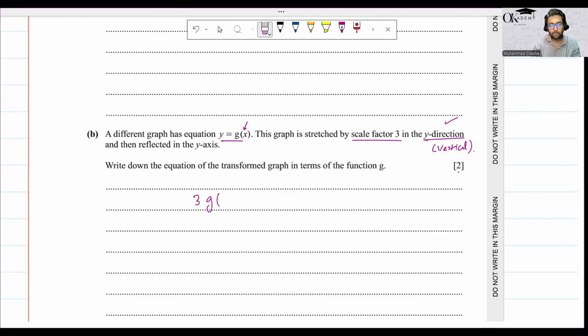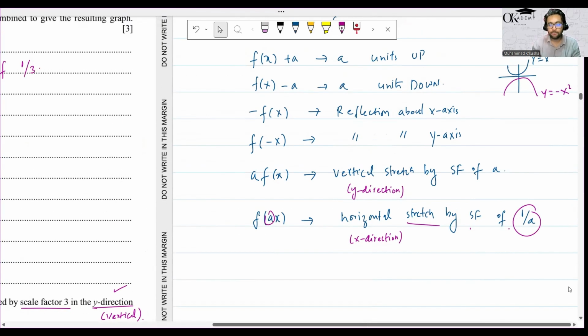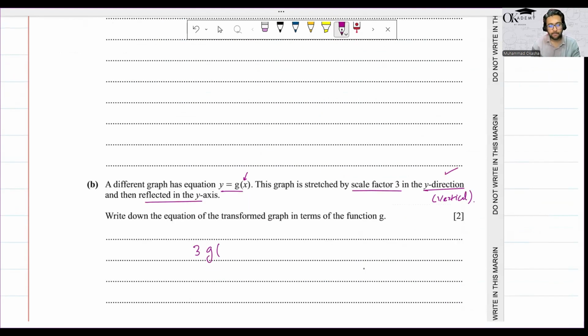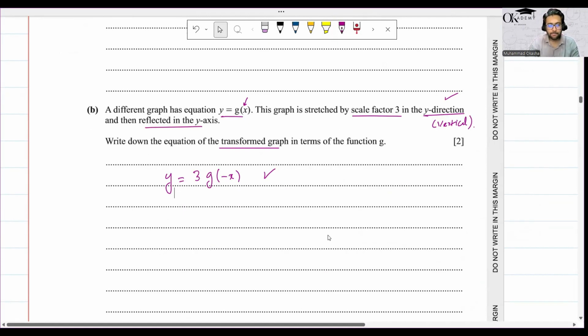Because this is a reflection in the y-axis, I hope you remember, we put the negative inside the bracket. So I'll put a negative inside the bracket, and that's it. That's my answer. Write in the equation of the transformed graph we just did. You can also write it as y equals 3 times g of negative x, it works. Cool. In terms of the function g.